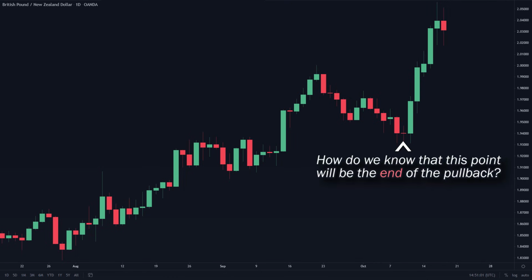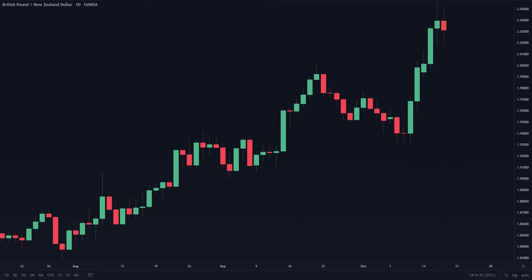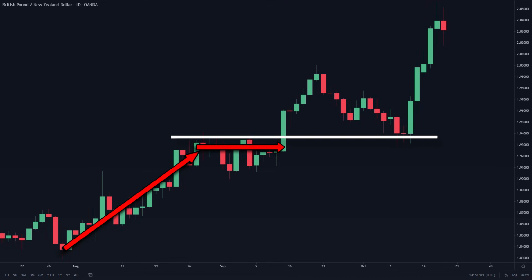And so, how do we know that this point will be the end of the pullback? Well, in my previous video, I mentioned that a pullback tends to end at a previous key level, like in this example. Here, we can see that the price went up and consolidates at this level, making this a level of resistance. Next, we saw the price broke through the resistance level and made a pullback. Now notice where the pullback ended, the previous resistance level that we drew earlier. And so it's widely known that pullbacks tend to end at a key level.